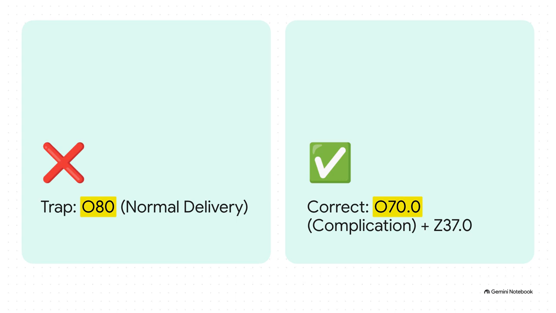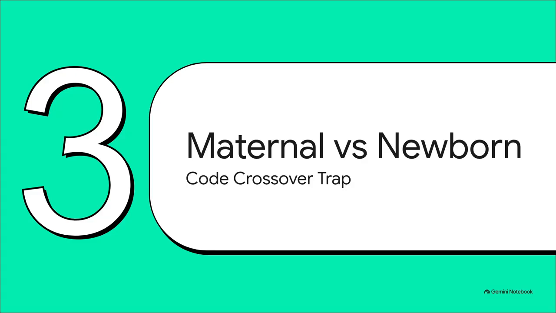You have to completely bypass the normal delivery code and assign the specific complication code O70.0 for the first-degree laceration, followed, of course, by Z37.0 for the outcome. According to the guidelines, the mere presence of that laceration means the delivery is no longer considered uncomplicated. Okay, let's hit our third trap.